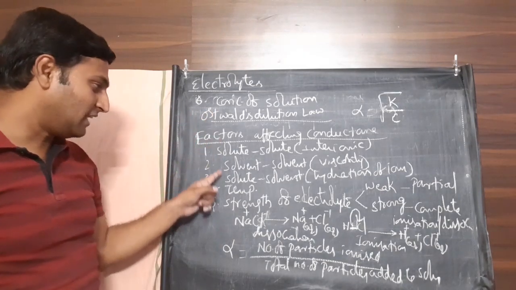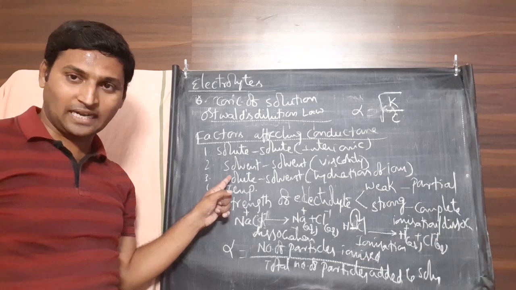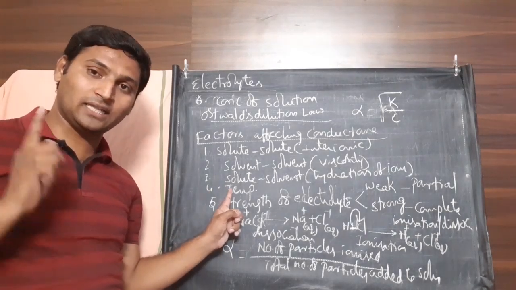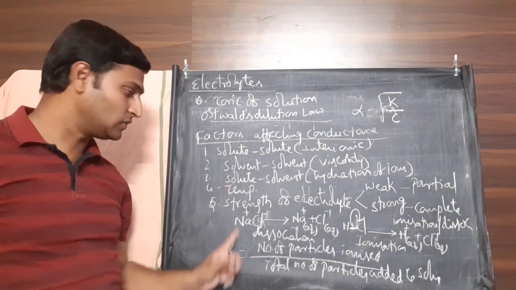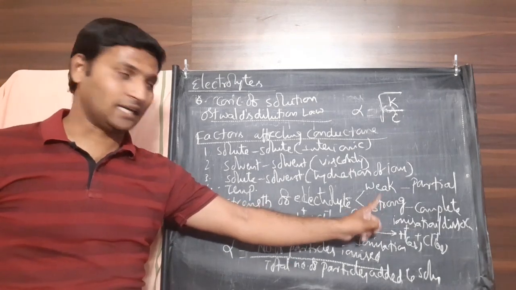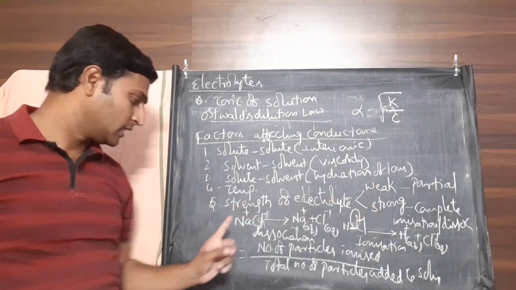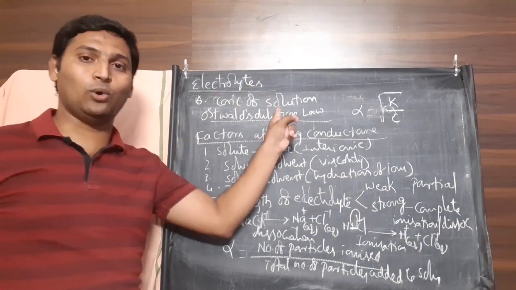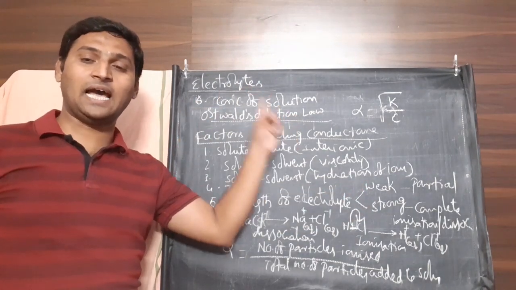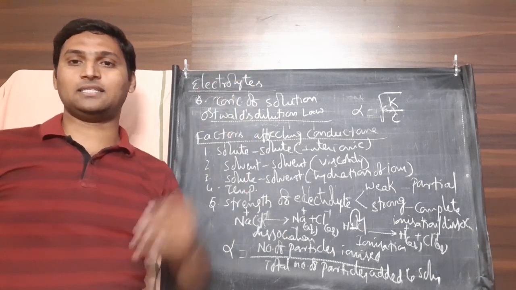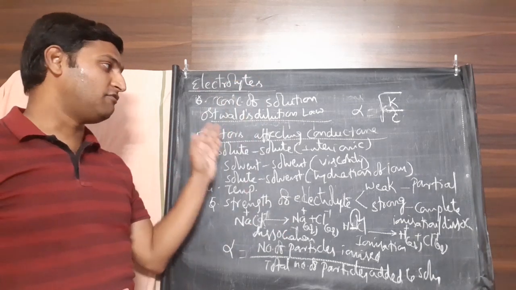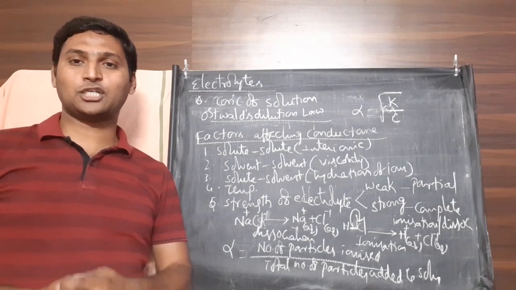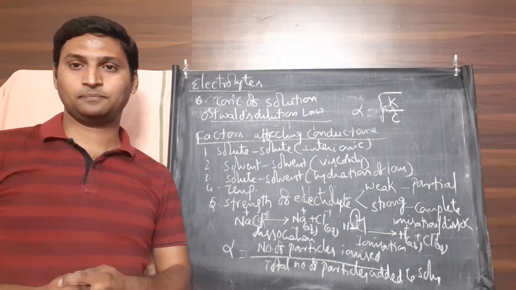Okay, so these three factors are opposing the conductance. Temperature is supporting the conductance for electrolytic solutions. Now, strong electrolytes conduct better than weak electrolytes. Then, among weak electrolytes, the one having lower concentration conducts better than the ones having higher concentration. These are the factors affecting electrolytic conductance.